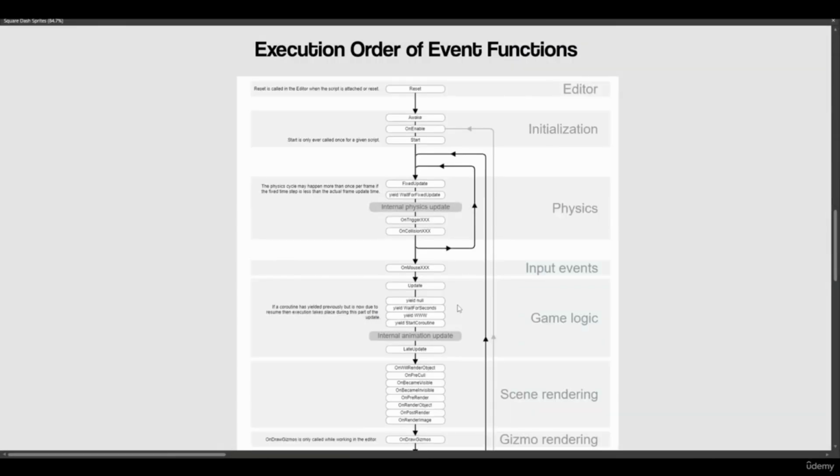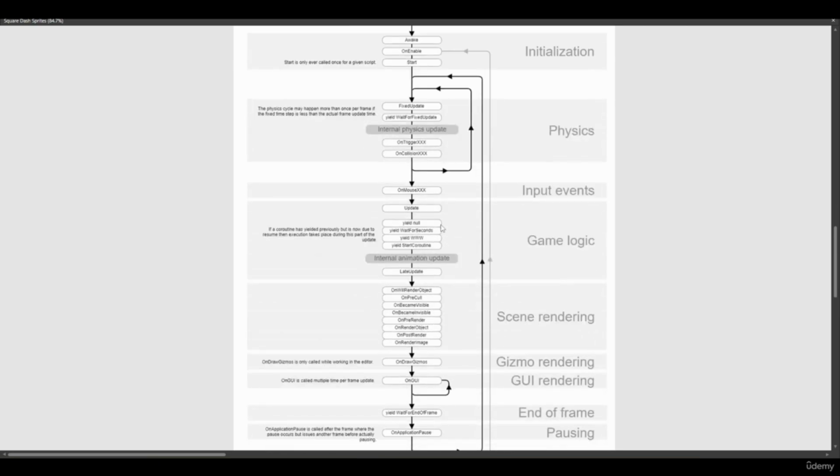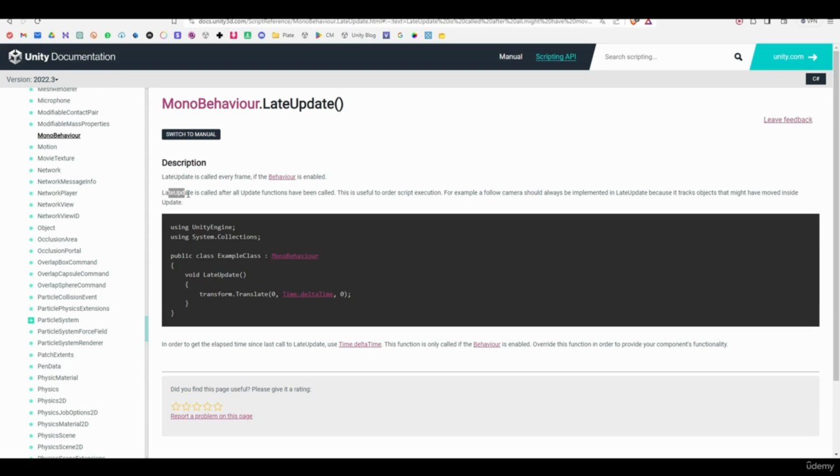And for that, we are going to use the late update method, not the update one. Why? Because the late update method is called after the update and fixed update methods. And this is a good place to drop your camera logic here. Let me have a look at the documentation. Here it is. So late update is called after all update functions have been called. This is useful to order script execution. For example, a follow camera should always be implemented in late update because it tracks objects that might have moved inside update. Got it? This is a really important point to note.